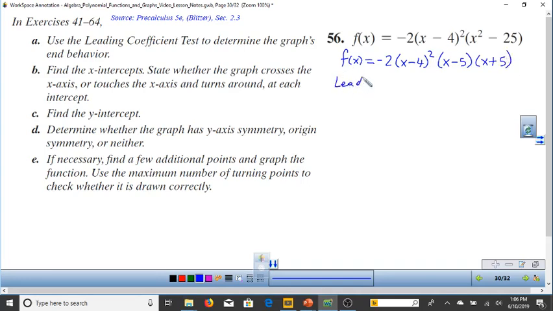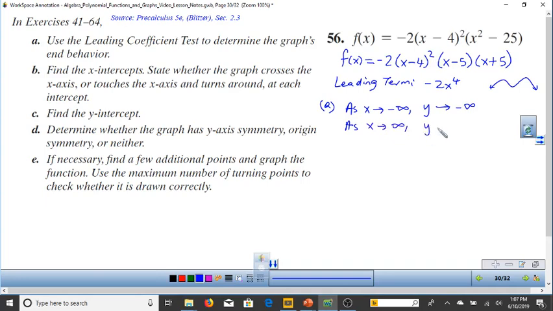And now we can identify the leading term. The leading term is negative 2 times x from here, times x squared. So that's negative 2x to the 4. So again, we see the graph will open downward generally, and it has at most 3 turns. So let's talk about the end behavior then. As x approaches negative infinity, y approaches negative infinity. And as x approaches positive infinity, y still approaches negative infinity.